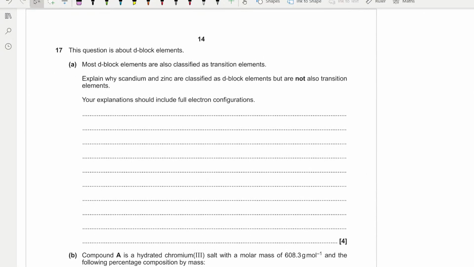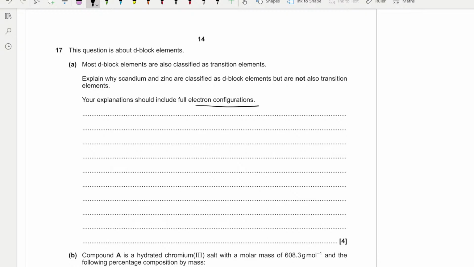17a. This question is about D block elements. Most D block elements are also classified as transition elements. Explain why scandium and zinc are classified as D block elements but are not also transition elements. Your explanation should include full electron configurations.